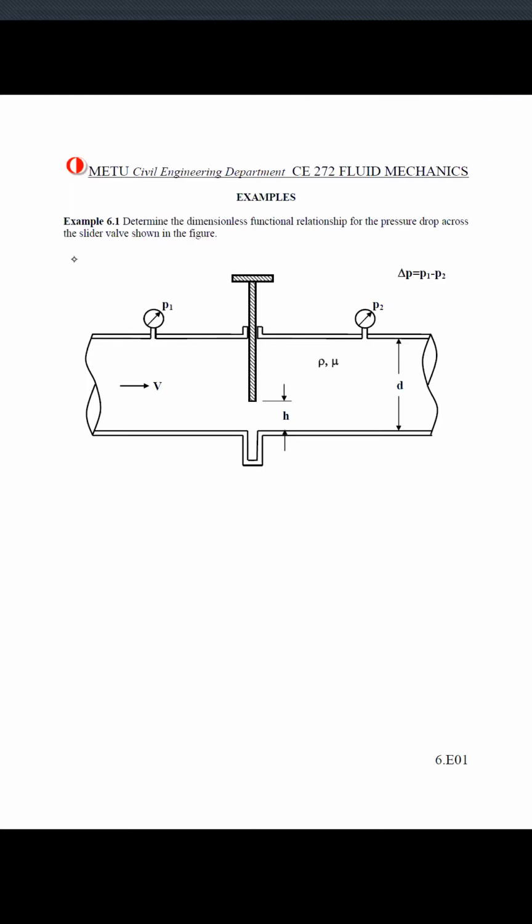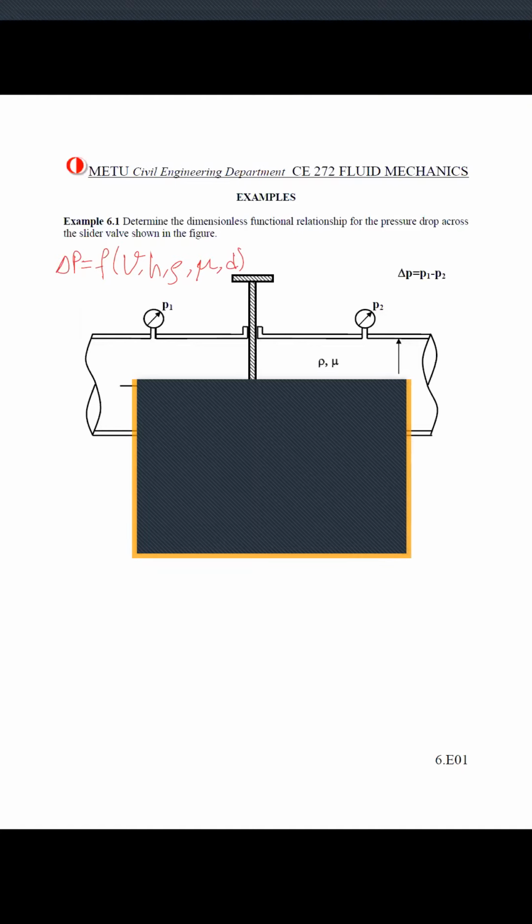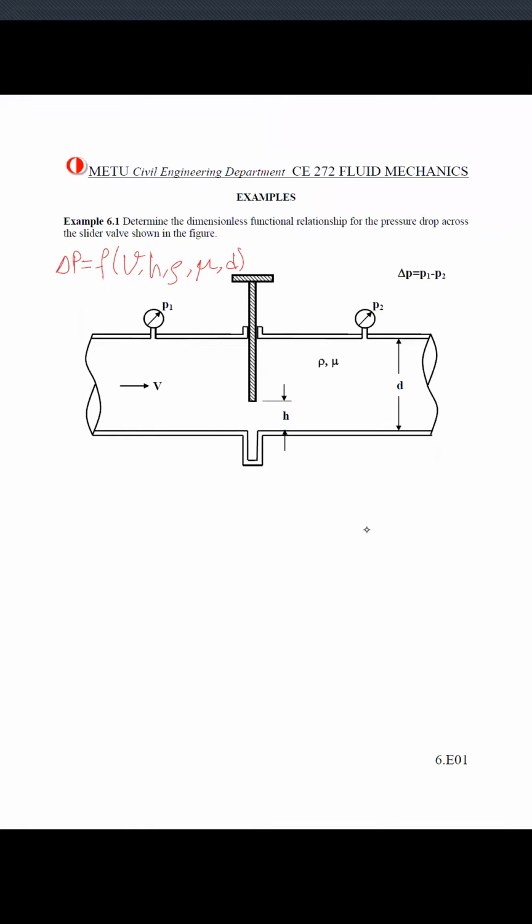So this pressure drop is the dependent variable and we will write it as a function of velocity, h, opening height, density, viscosity, and pipe diameter d. So those are our parameters. As you see, we have k equals 6. We have 6 different parameters.